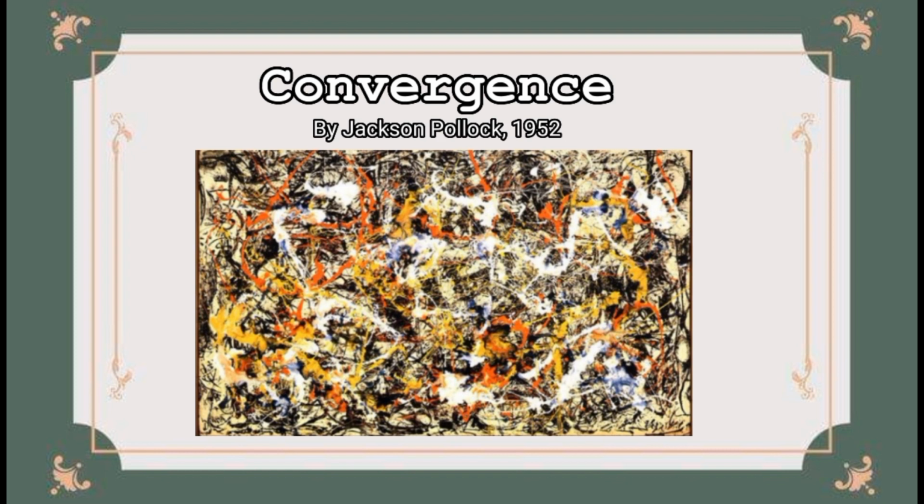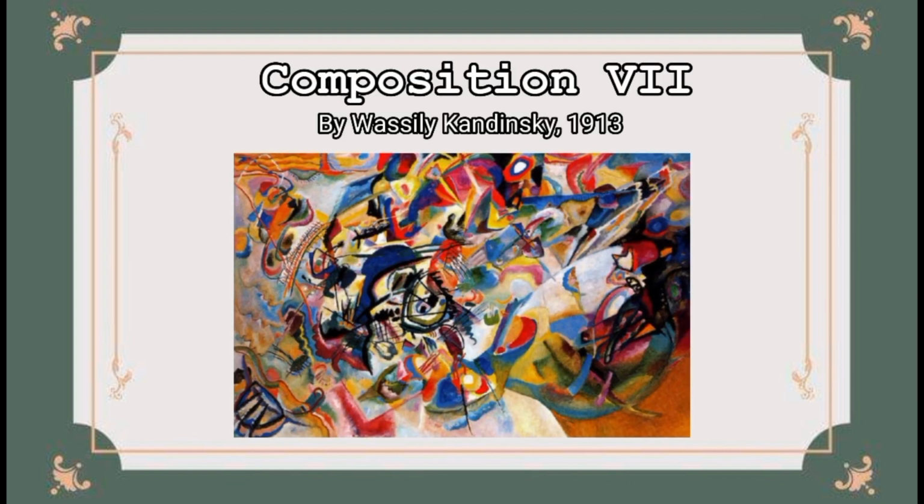Next, we have Composition 7. Composition 7 is an abstract oil painting executed in 1913 by Vasily Kandinsky, a Russian-born painter. Art historians have concluded that the work is a combination of the themes of resurrection, Judgment Day, the Flood, and the Garden of Eden. This art is considered one of the greatest masterpieces of abstract art.